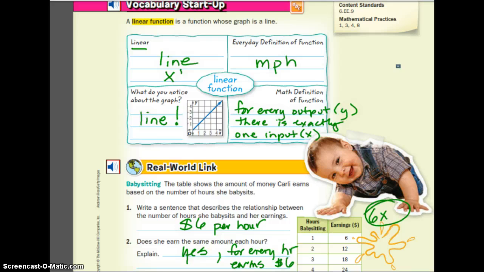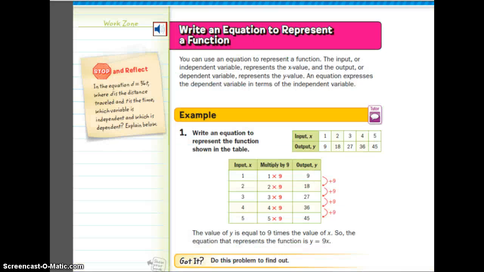Okay, turn the page. Write an equation to represent a function. You can use an equation to represent a function. The input is the independent variable, and that is your x. The output is your dependent variable, and that is your y. So whatever x you put in will determine what your y is. So dependent variable is your y, x is your independent variable. Dependent, independent.